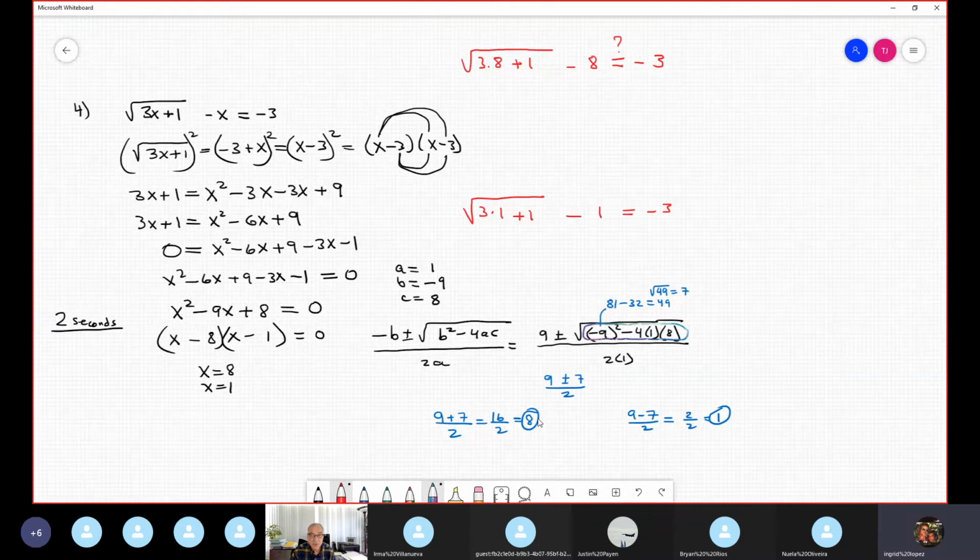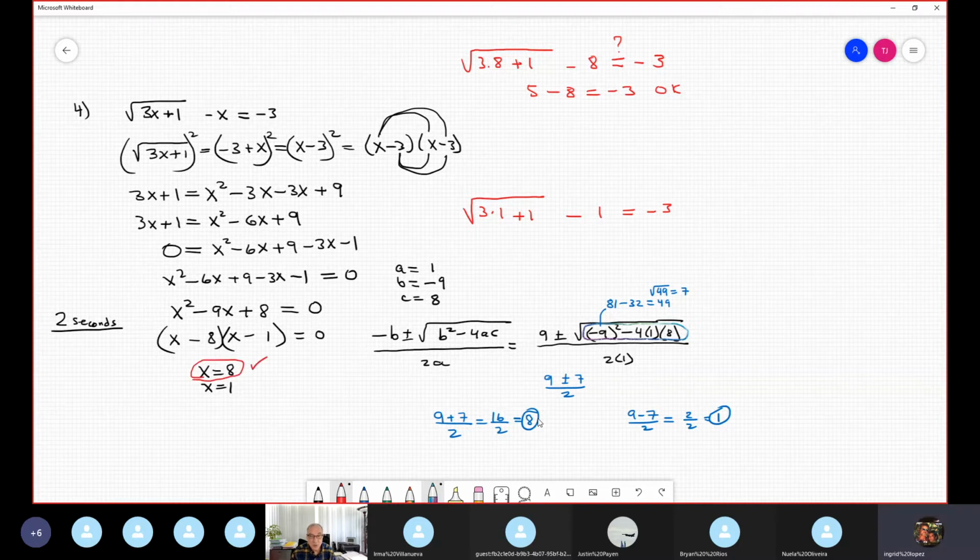This is 24. 24 plus 1 is 25. Square root of 25 is 5. 5 minus 8 is equal to minus 3. This is correct. Subtraction, put the sign of the bigger number. This is okay. Now, solution 8 is good.